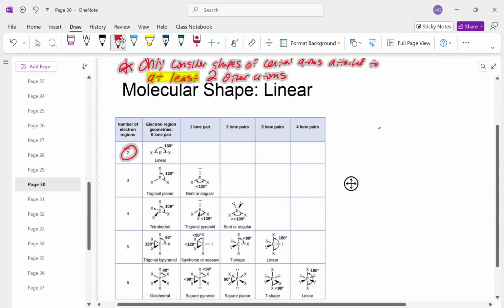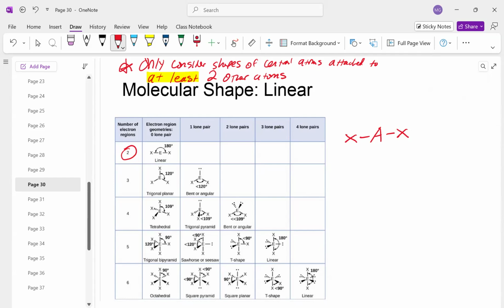Now, in a linear shape, we have some central atom and it's bonded to two other things. No lone pairs. And you notice there's two regions of electron density here. One, two. And the bond angle around this atom A is 180 degrees. You need to know that. You need to know that bond angle there.